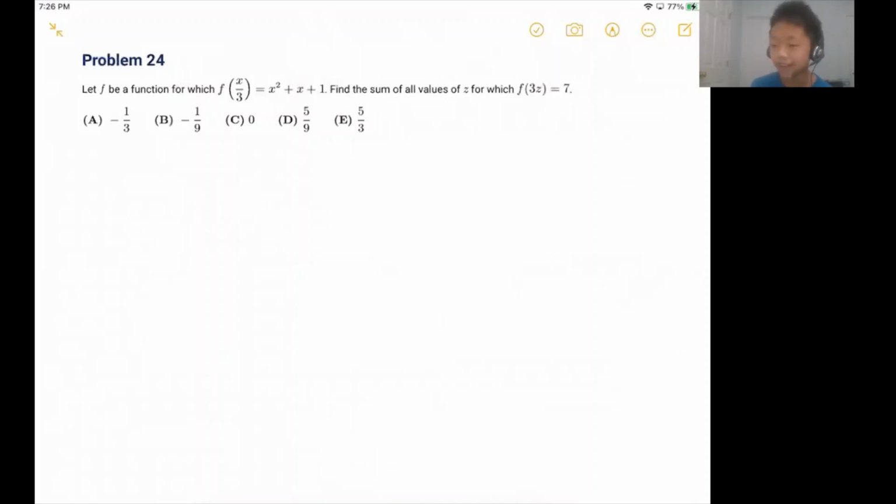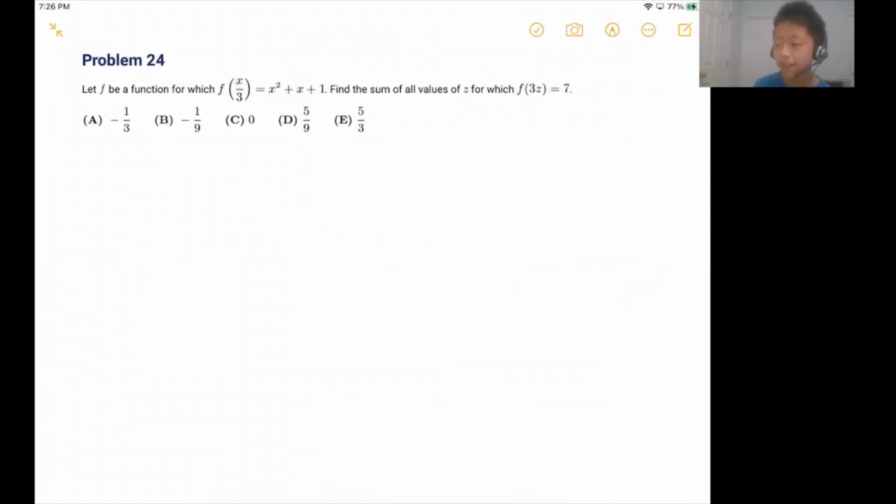So this is also a pretty challenging question. Basically, in this question, we have a function f for which f of x over 3 is equal to x squared plus x plus 1. And we want to find the sum of all values of z for which f of 3z is equal to 7.